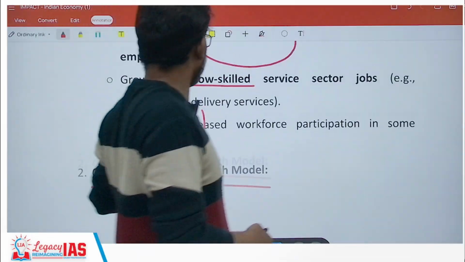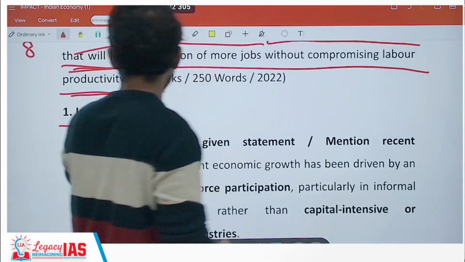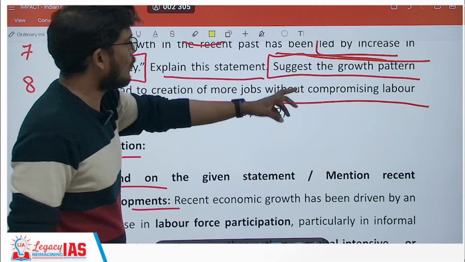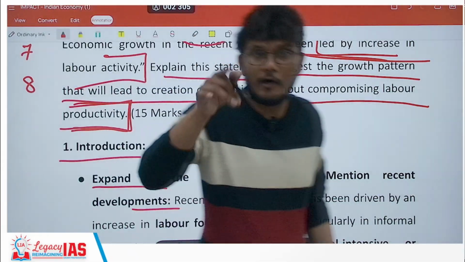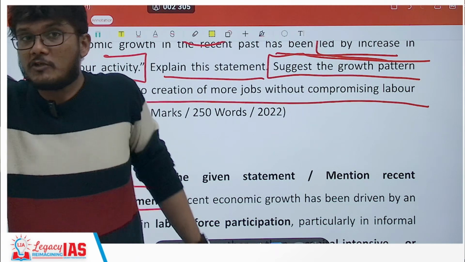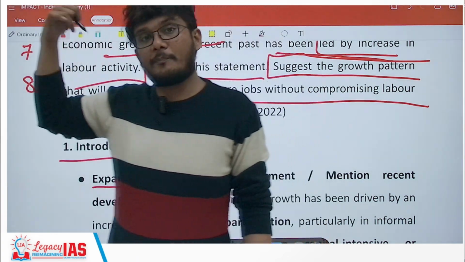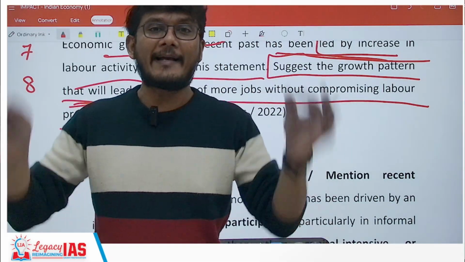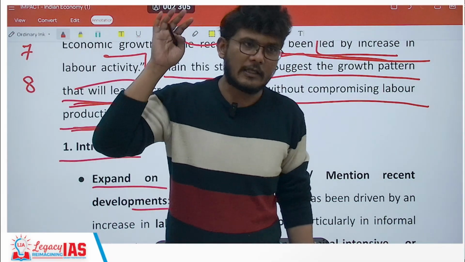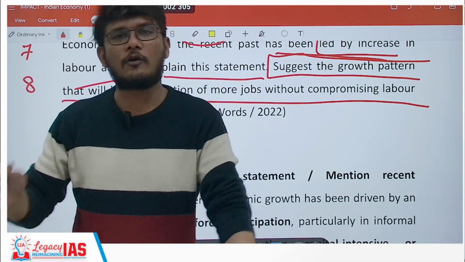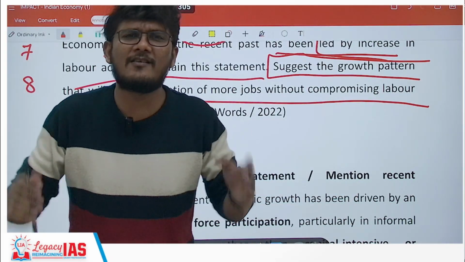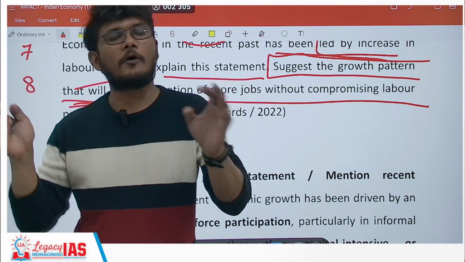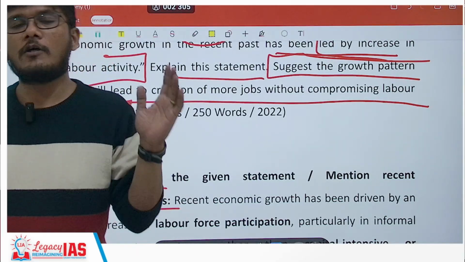So what was the question again? With respect to the question, you can have a look at it and write a solution over here. They have asked to suggest the growth pattern that will lead to creation of more jobs without compromising labor productivity. So what you can say, more jobs. You can use the jobless growth phrase which we used in the previous answer, right? So you can say that it will ensure that India no longer has jobless growth, rather consistently stays as the fastest growing economy of the world. So we've written two amazing positive things about India and Indian economy. Perfect. End your answer with that positive morale. This is how you conclude your answer.